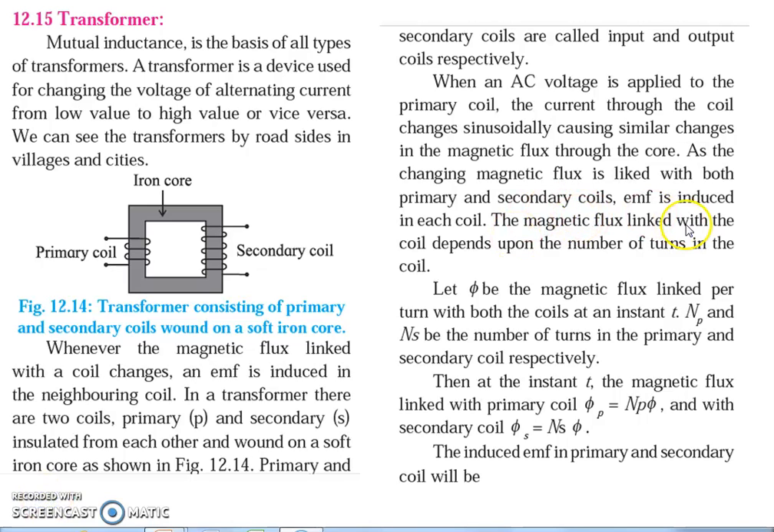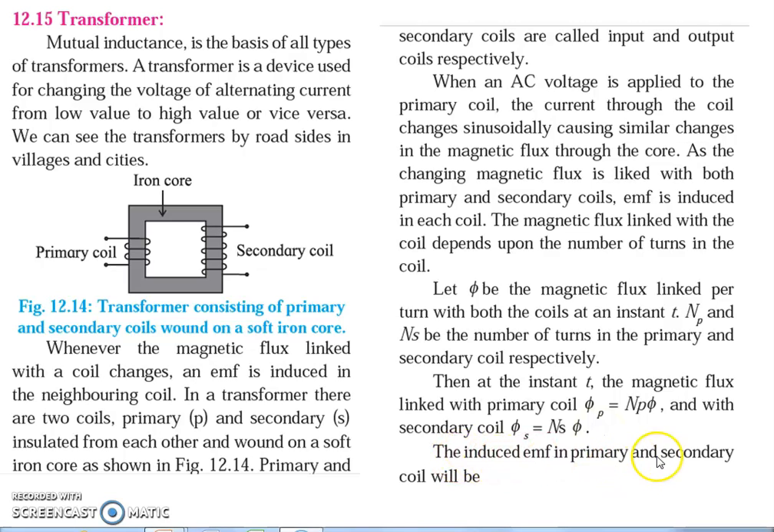So the magnetic flux linked with the coil depends upon the number of turns in the coil. Now let phi be the magnetic flux linked per turn with both the coils at an instant of time, say t, and Np and Ns be the number of turns in the primary and the secondary coil respectively. Then at the instant t, the magnetic flux linked with the primary coil, phi p, is equal to Np into phi, and with the secondary coil, phi s, it is equal to Ns into phi.